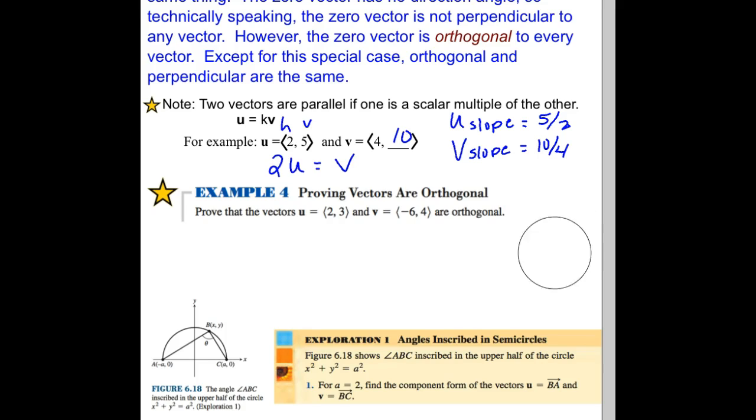All right. Proving vectors are orthogonal. To prove they are orthogonal, you have to show the dot product is 0. All right, so let's do the dot product. We've got first times first plus second times second. We get negative 12 plus 12, which is 0. Okay.